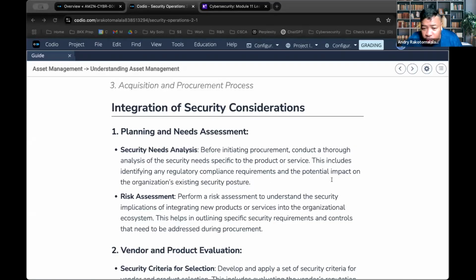After you do a security needs analysis, then you do the risk assessment. Now, the risk assessment, like I said before, is done by the third-party risk management team typically, and it is to understand the impact of bringing the product in and what are the potential pitfalls. Are there any risks to that system that could put the organization in danger?